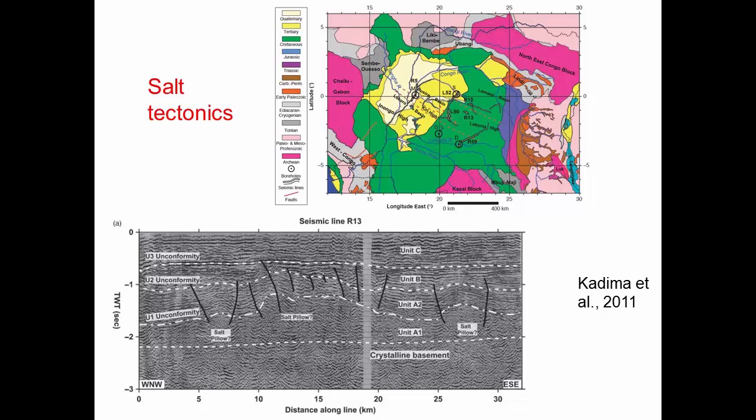And there's the big salt pillow that he put into his interpretation, with a basement that is more or less flat here without any disruption of the basement. So he argued that in some places there could be an uplift of the basement, but much of the structural high here has been caused by salt movement in the basin.